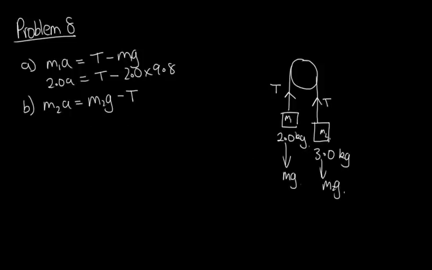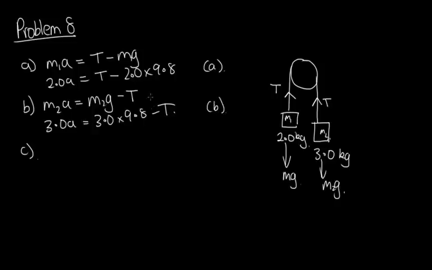And so we can substitute in the 3 kilograms. So we've got 3.0a is equal to 3.0 times 9.8 minus t. And then finally, part C says solve these equations simultaneously to calculate the acceleration of the 2 masses. So let's call this one equation A and this one equation B.